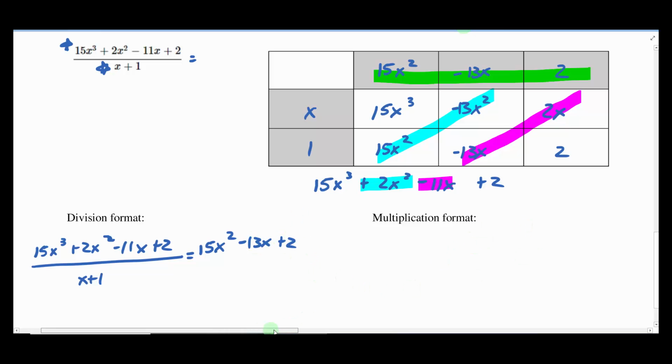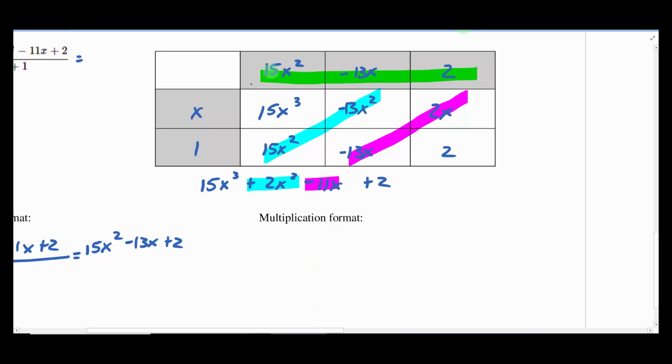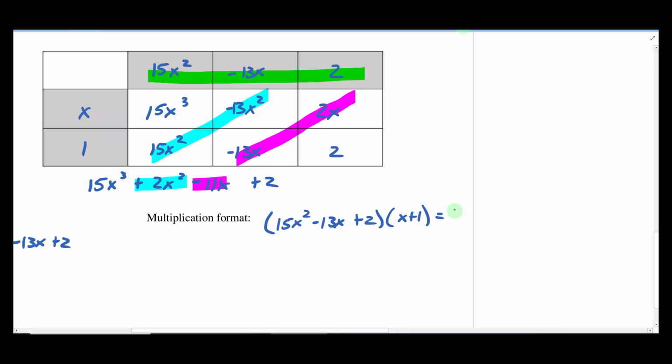Now, in the multiplication format, we just write it out the other way as a multiplication of these two things. So in our first parenthesis, we would say 15x squared minus 13x plus 2 times x plus 1 equals, then we've got 15x to the third plus 2x squared minus 11x plus 2. So we took a third degree polynomial and we broke it down a little bit.